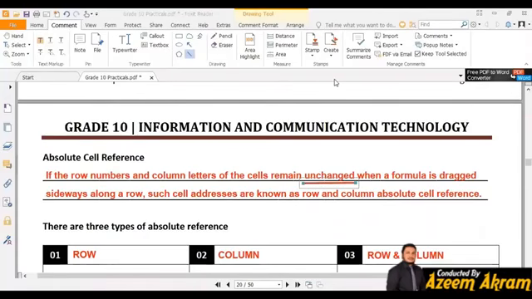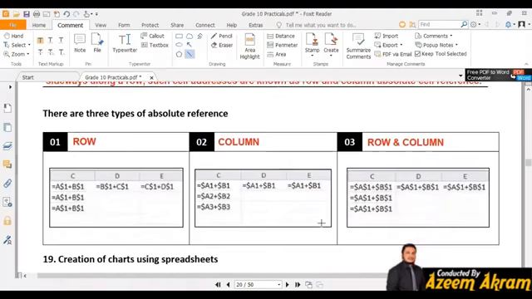Sumaya, you are correct. Static, yes, we can say static. Unchanged. So remember, row numbers and column letters that are unchanged we call absolute. How many types of absolute can we have here? 3 types of absolute. Yes, we already saw this. I am not going to spend much time here. So row, column, and row and column. These are the 3 types which we are learning here.